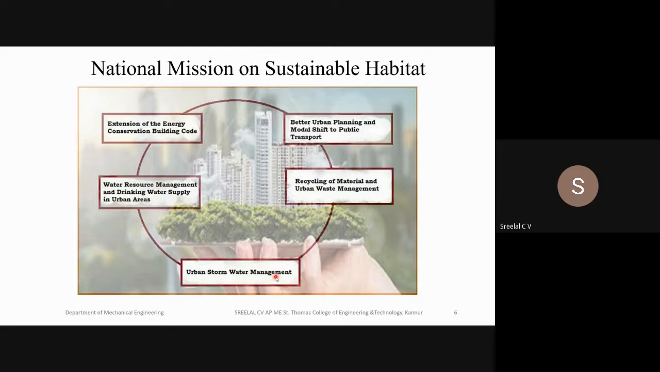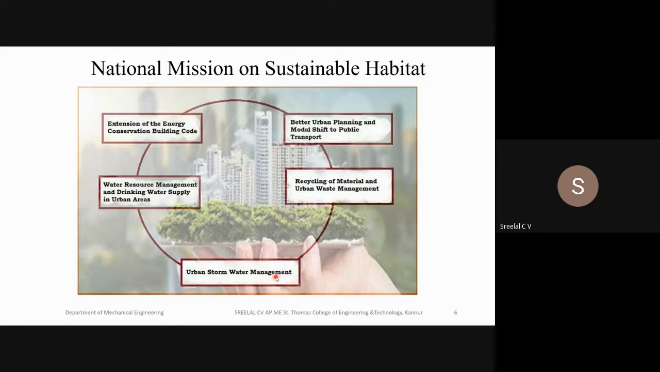If you are considering a village, city or industry, the waste produced will be recycled within that area itself, so that the waste which must be managed is very little. Similarly, urban storm water management. We all know that in the cities there is a dense population, with many flats and many people accommodated in that area, so the usage of water is more than in a village. For example, we can install a water treatment plant.